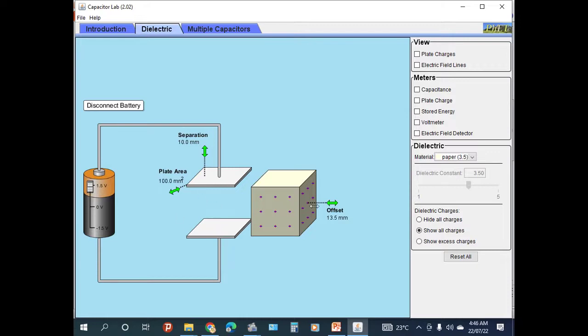So here is the dielectric material constant, which means paper with a K value of 3.5. The dielectric material selected is paper or other options: glass is 4.7 and Teflon 2.2. We use paper, which is 3.5.